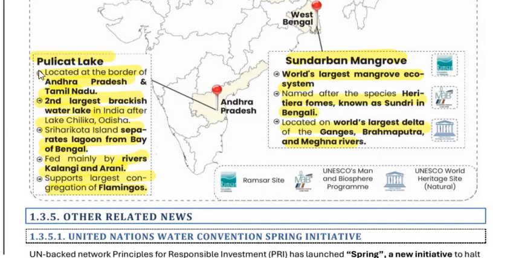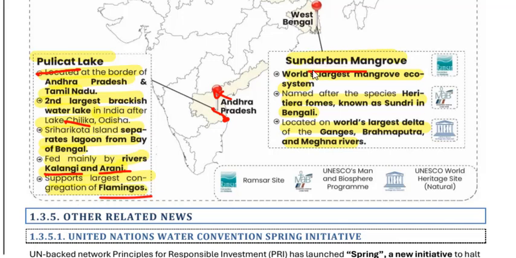Next is Pulicat Lake, located at the border of Andhra Pradesh and Tamil Nadu. This place was wrongly shown, it should be Andhra Pradesh and Tamil Nadu. It is the second largest brackish water lake in India after Chilika Lake of Odisha. Sriharikota Island separates the lagoon from the Bay of Bengal. It is fed mainly by the rivers Kalangi and Arani. It supports the largest congregation of flamingo.